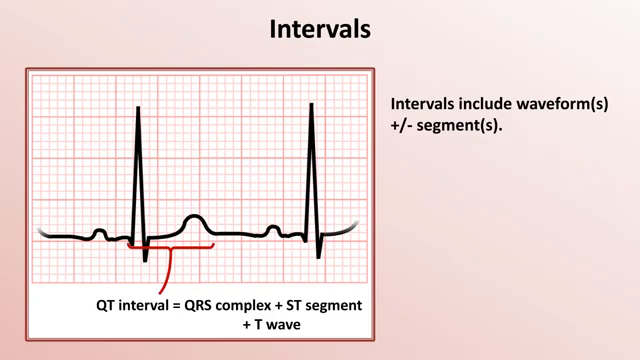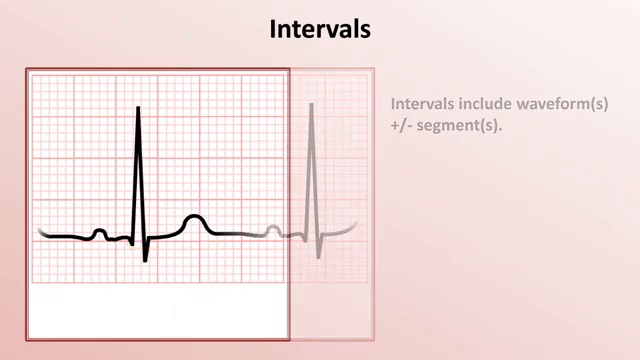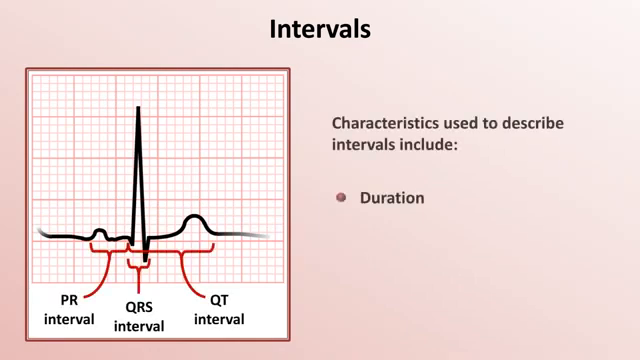The QT interval is equal to the sum of the durations of the QRS complex, ST segment, and T wave. And finally, although not often talked about in the same context as the other three intervals, the RR interval is the duration of all waveforms and segments within one cardiac cycle. As already mentioned, intervals are only described based on the duration, so it would make no sense to describe an EKG as showing depression of the QT interval.